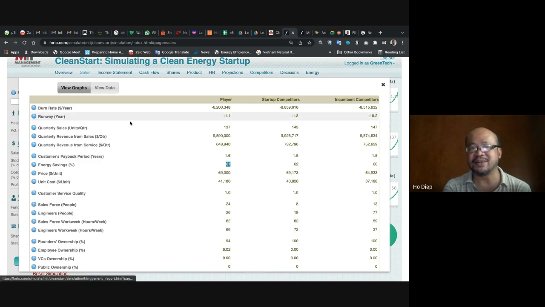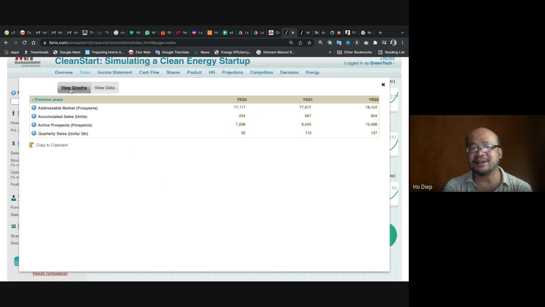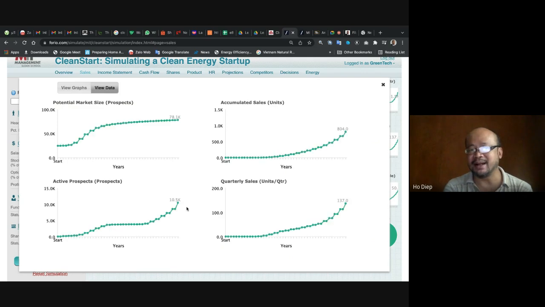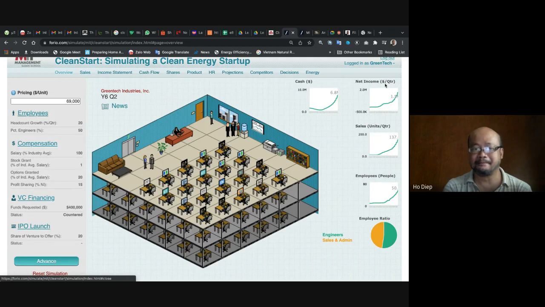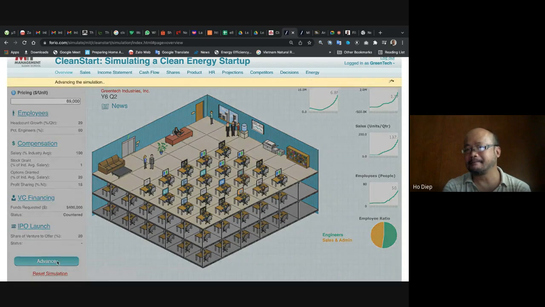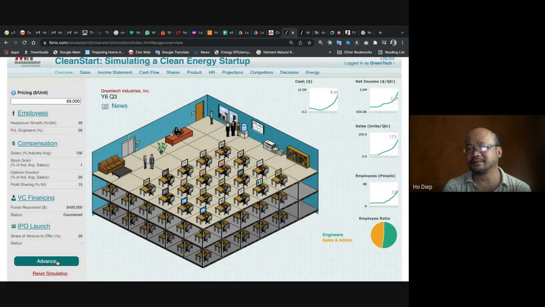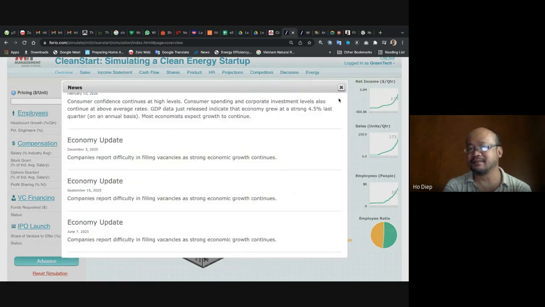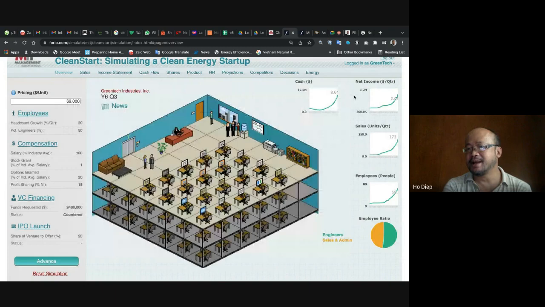Let's check on our sales, make sure that we actually are still winning the market shares. We're still growing faster than the market, which is good. We're eating away on our competitors' market shares. Let's advance. Profits are around 2 million per quarter. That's still increasing. Number of employees still increasing. Sales is still increasing. Everything's still increasing.